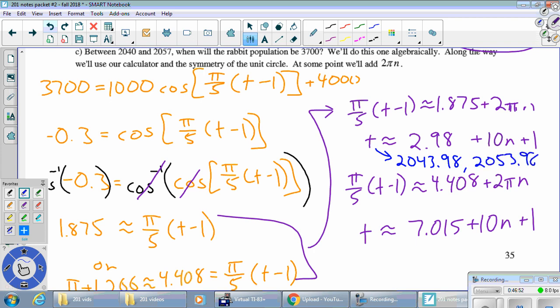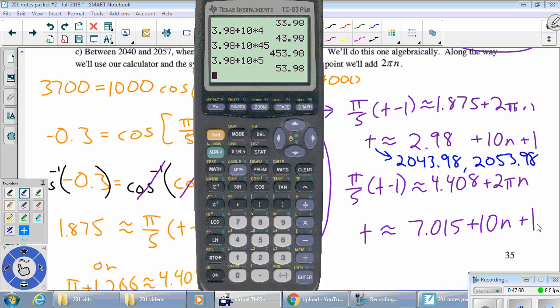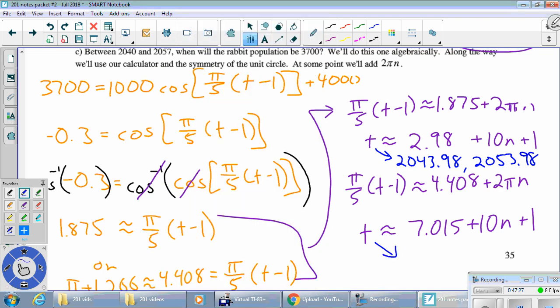Okay, and then the same deal for the other one. Let's see if we get one answer just like we did on the previous question. So this one is an 8.015 plus 10n. Again, because it's 10, it's really silly that I'm using the calculator here. So of course it's 2048.015. And if we did n equals 5, we're going to get 2058, which is just outside of our range here. So 2048.015. Okay, and so I think we are done.